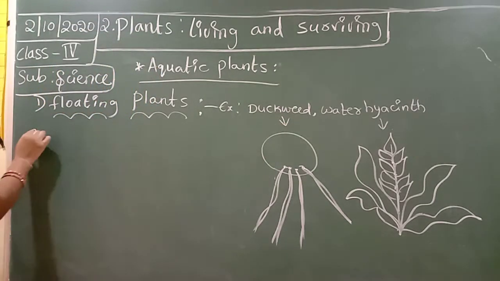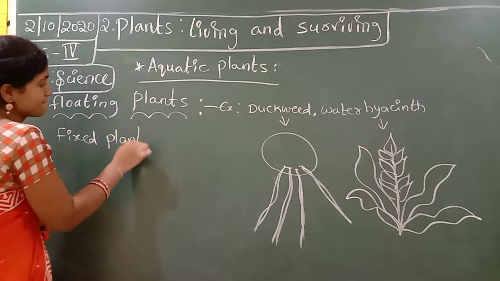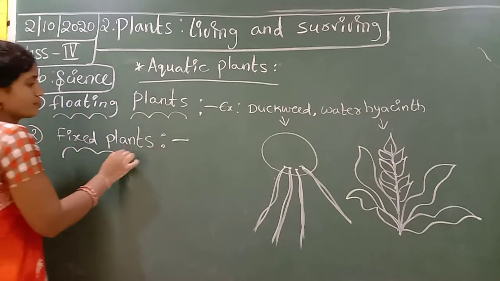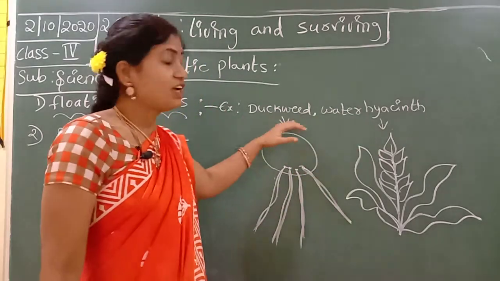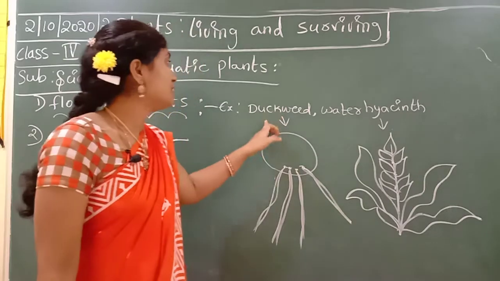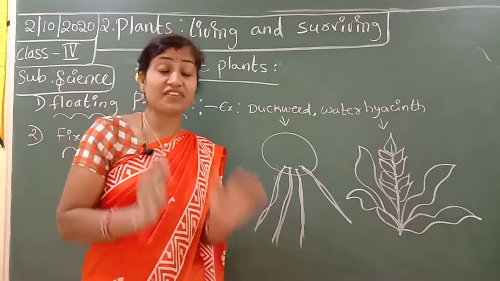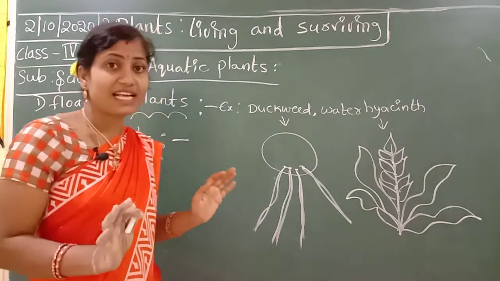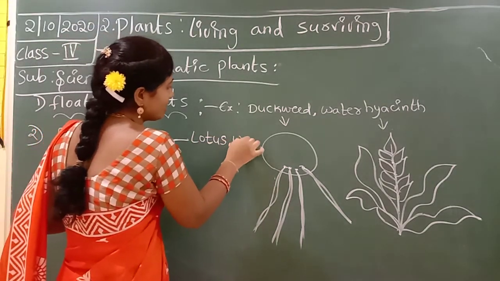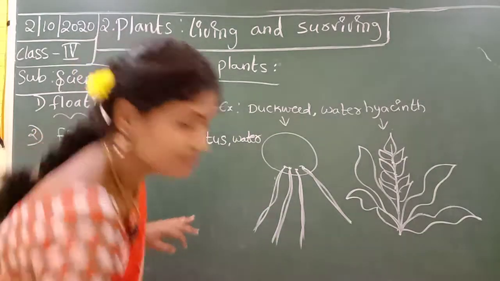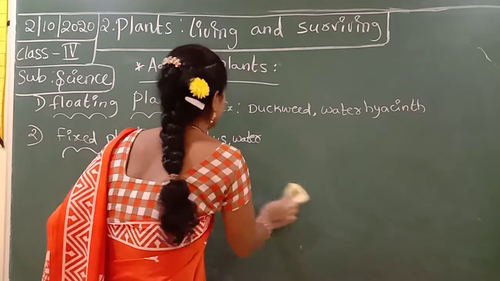Okay children, next, the second one, fixed plants. Some plants float on the water, we know very well: water hyacinth, duckweed, water lettuce. Next, fixed plants. Fixed plants means they are fixed in the water only. For example, lotus and water lily.